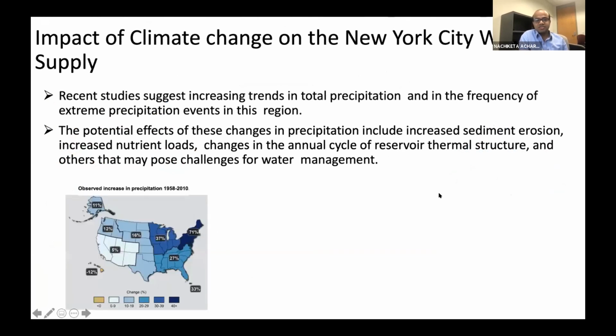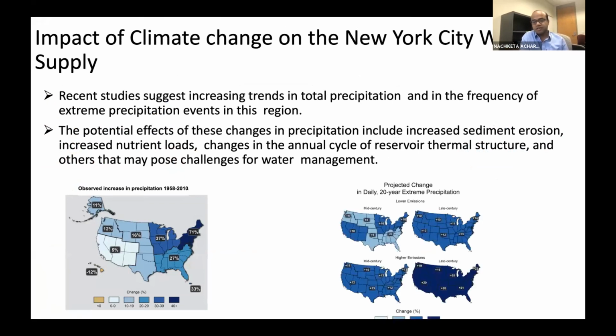Because recent studies show this area, mostly the northeastern part, is having more rainfall. And from the projections, we find it is also having more extremes, which may have a big impact in terms of increased sediment erosion, increased nutrient loads, and changes in the annual cycles. As I mentioned, this whole area is very natural, with no huge filtration cost. So the impact of extreme events on water quality in the future will be huge.